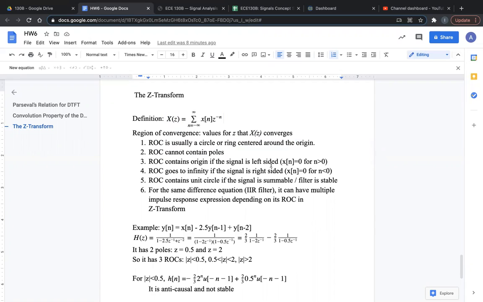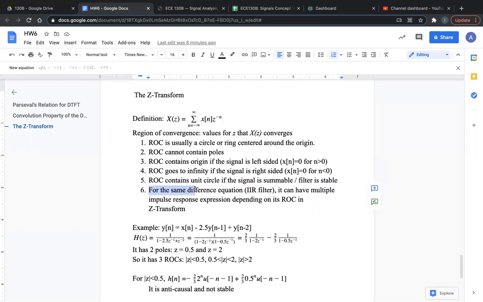If the signal is left-sided, that means that the signal is zero for positive n, and the ROC should go to infinity if the signal is right-sided. That means x[n] equals 0 for negative n. And the ROC should contain the unit circle if the signal is summable, or if the signal is the impulse response of a filter, then the filter should be stable.